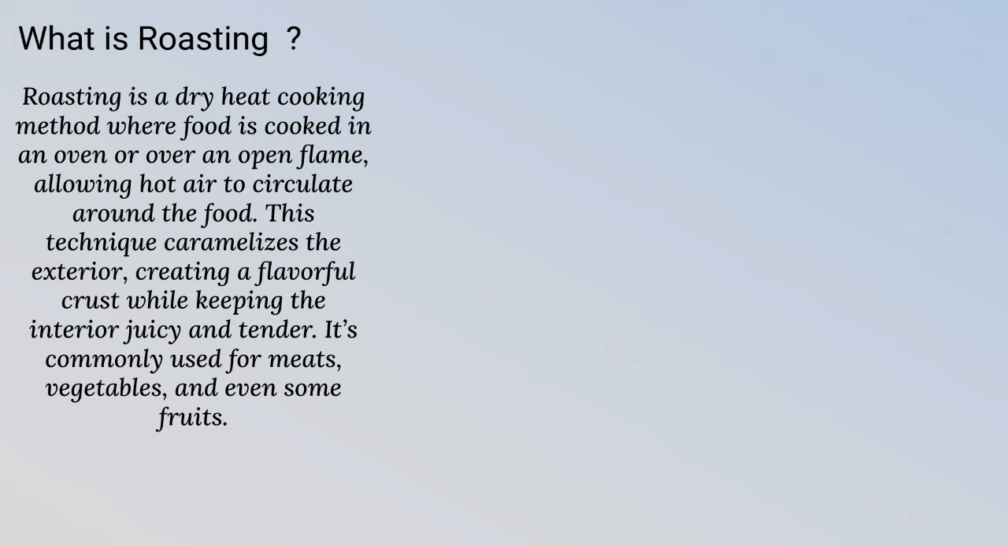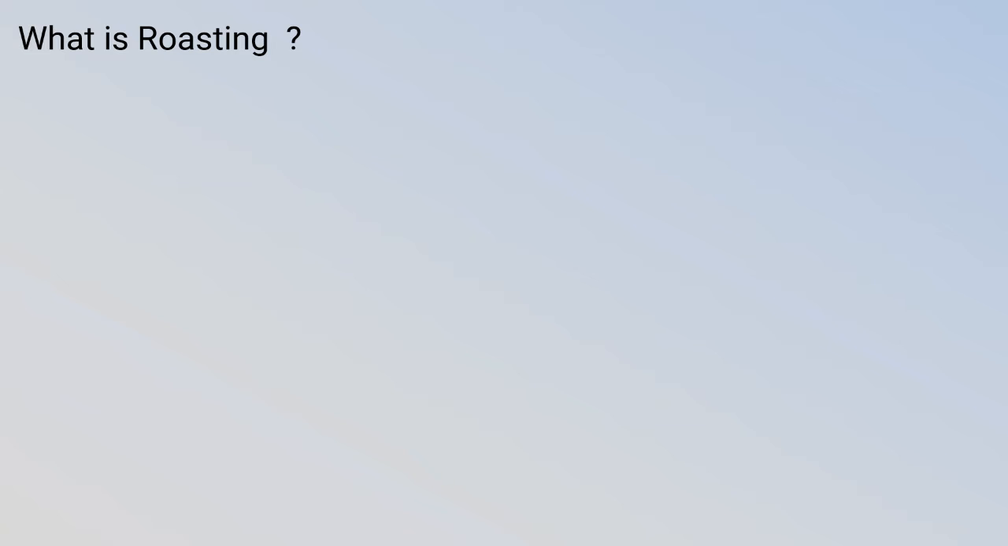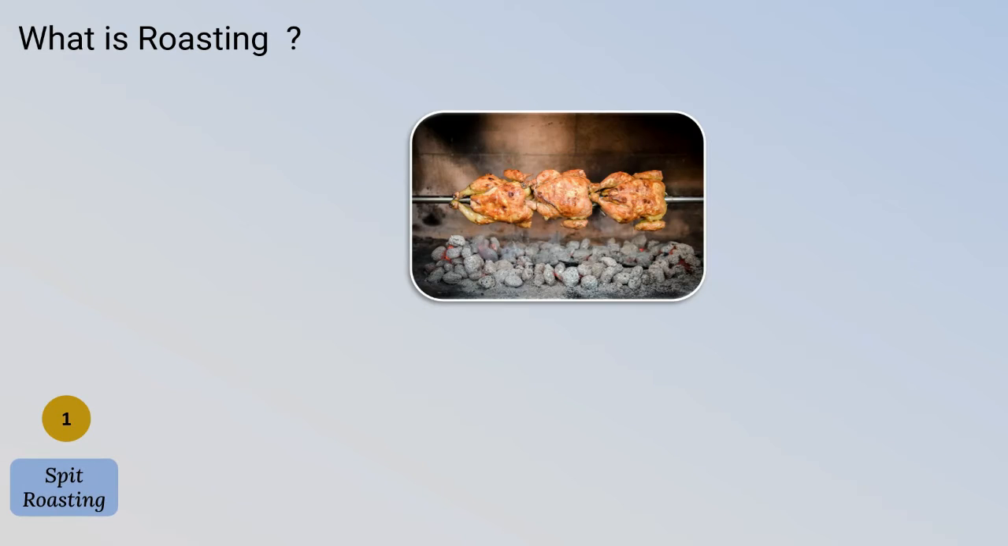So roasting is basically exposing the meat either in the oven or against the direct flame. And what happens? The exterior becomes caramelized and the interior remains juicy and also absorbs the flavor. So that is what roasting is. Now this roasting has different types. Number one is known as spit roasting. You can see the image. It is a spit roasting.